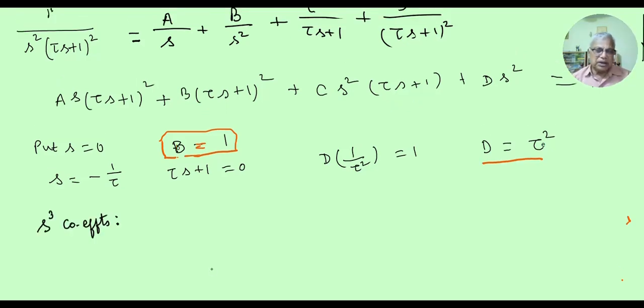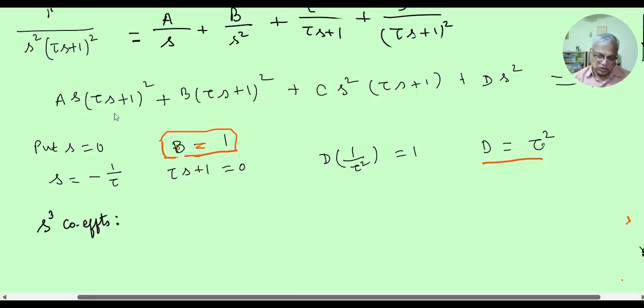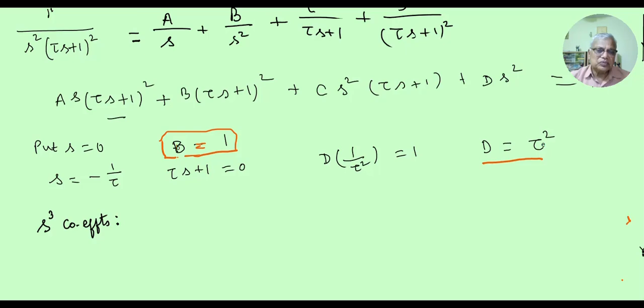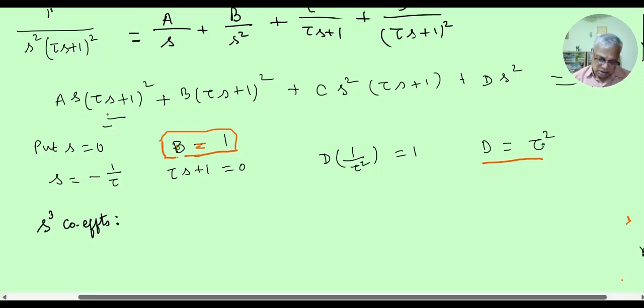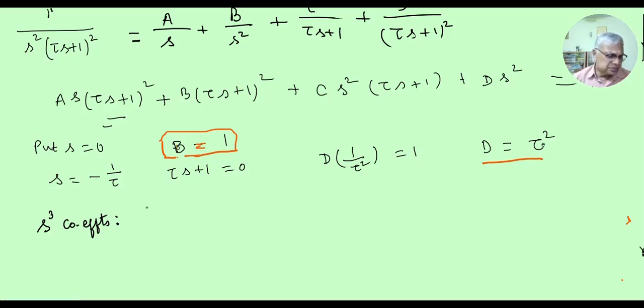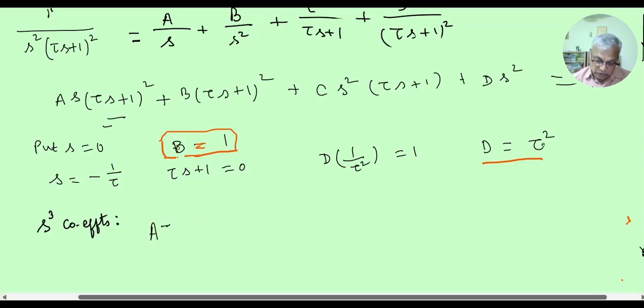So next, let us compare s cube coefficients. So s cube is there in the first term. If you expand tau square s square into s, it becomes tau square s cube, into A. So the s cube term in the first term is A into tau square.